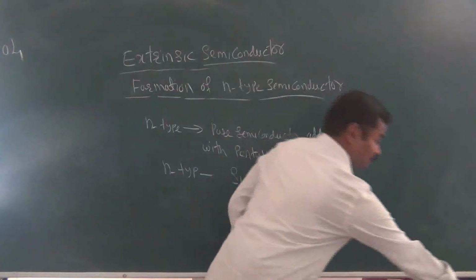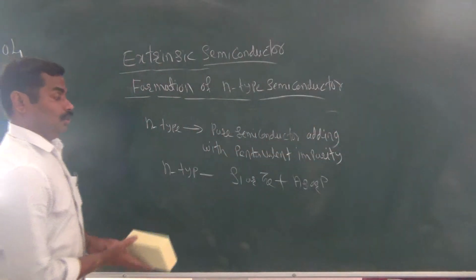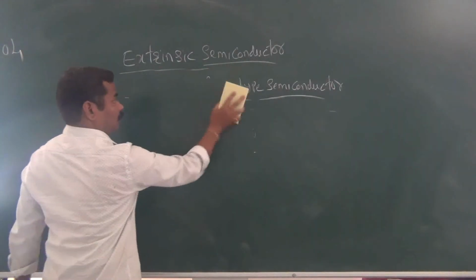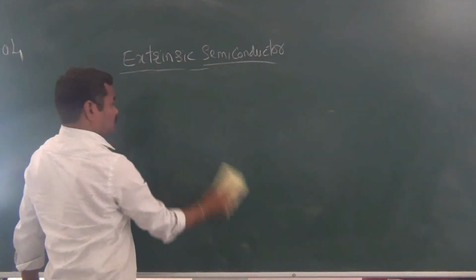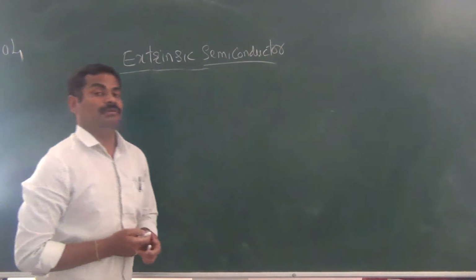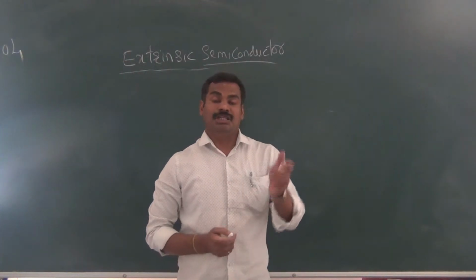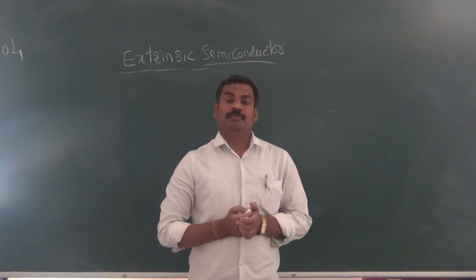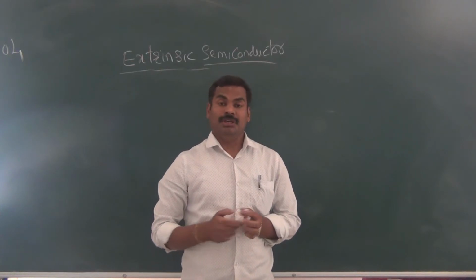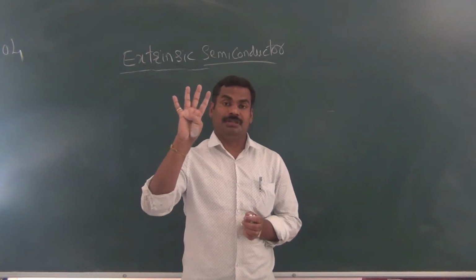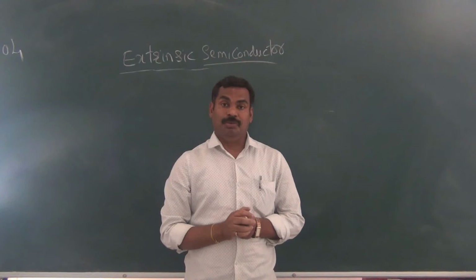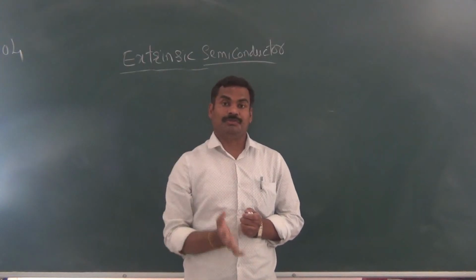Now, if you draw the crystal structure, then you understand very easily how the formation of N-type semiconductor happens. By the crystal structure, we can identify how we can form the N-type semiconductor. As you know already, a pure semiconductor has a tetravalent covalent bonded crystal structure. It means in the semiconductor you have 4 valence electrons, and we are adding the pentavalent impurity. It means they have 5 valence electrons in the outer orbit.